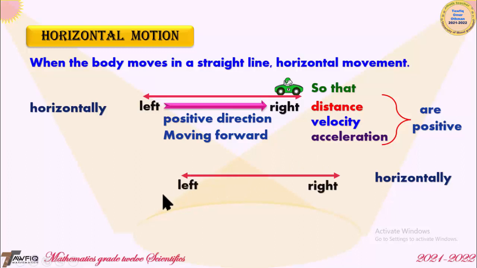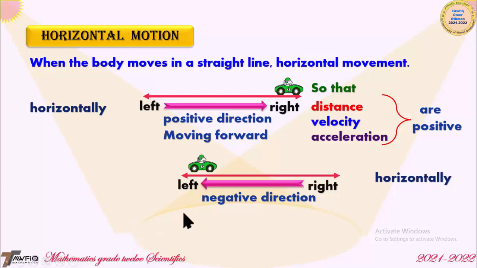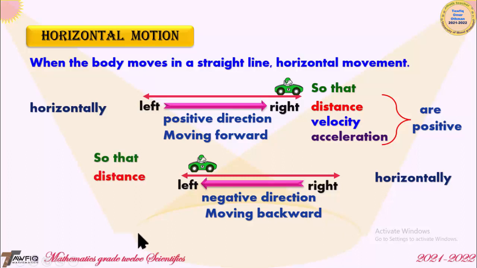But if the movement is from right to left, it is a negative direction, moving backward, so that distance, velocity, and acceleration are negative.